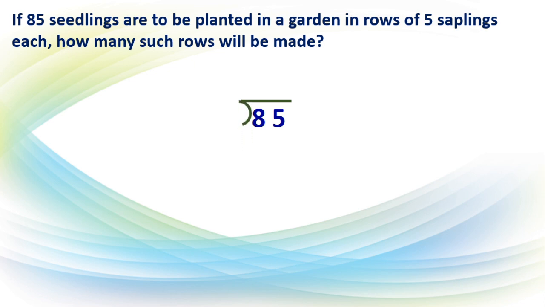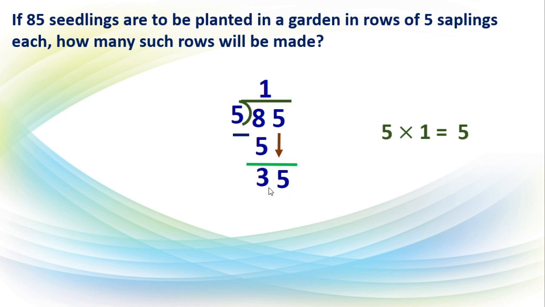See this. 85 divided by 5. Again here 8 is greater than 5. So 5 ones are 5. Correct? So here 8 minus 5 is equal to 3. And 3 is smaller than 5. So what we will do? We will take this 5 down. Then it became 35. Right? Now we know that 5 sevens are 35. Correct? So what is the answer here?